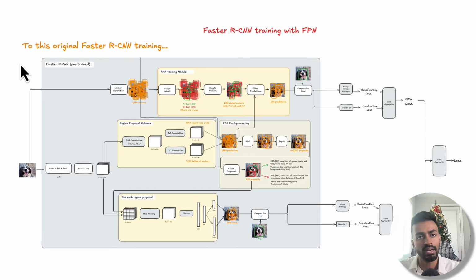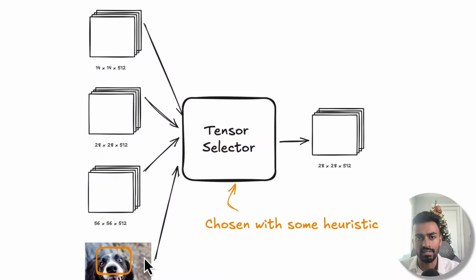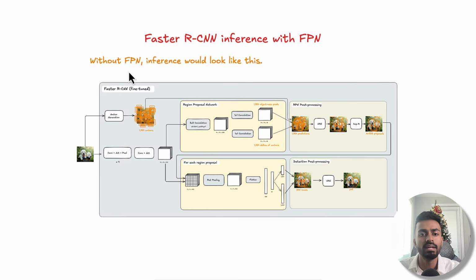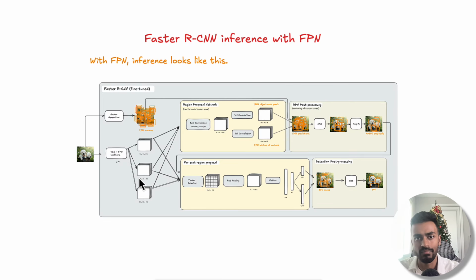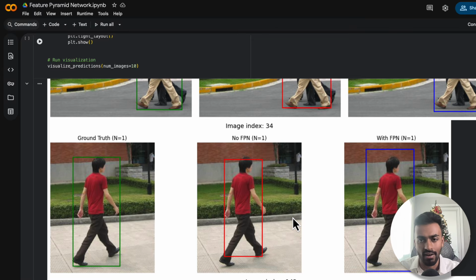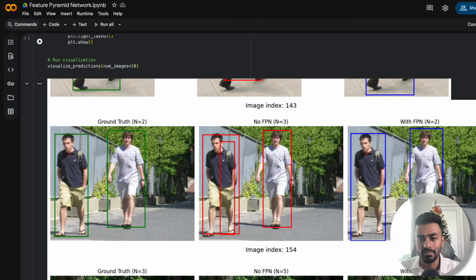We then talked about how we can train the faster R-CNN first without FPN, and then compared it to the case with FPN. And we have this tensor selector, and how we actually do this, we discussed as well, this heuristic over here. We then talked about inference again without FPN, and then with FPN as well. Finally, we looked at some code comparisons to actually draw comparisons both without FPN and with FPN, just to see how adding this feature pyramid network backbone can actually enhance performance.